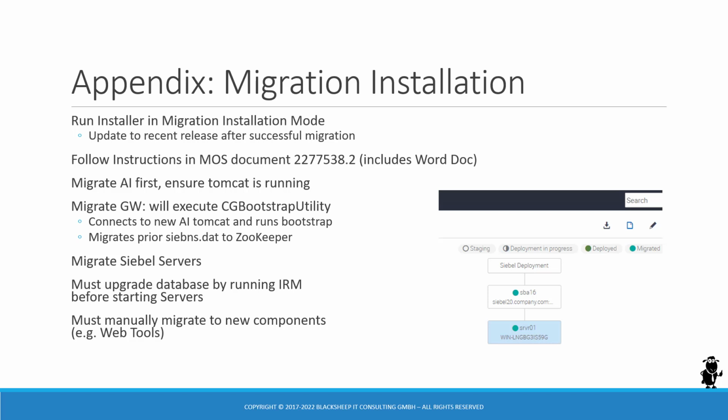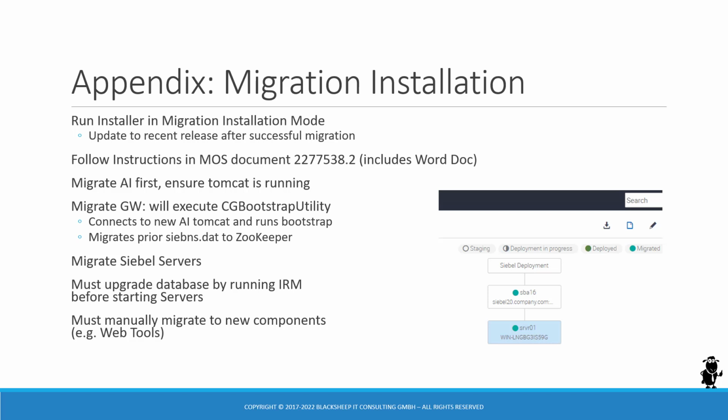Then you migrate the gateway machine. Again, it's a machine prior to IP17, and the migration installer will prompt you for the necessary input to connect to the SIEBNS file, and it will read the enterprise definition, and it will literally migrate the content of the SIEBNS file of your prior to IP17 software and enterprise to the new ZooKeeper. And then you can start running the migration for Siebel Server.